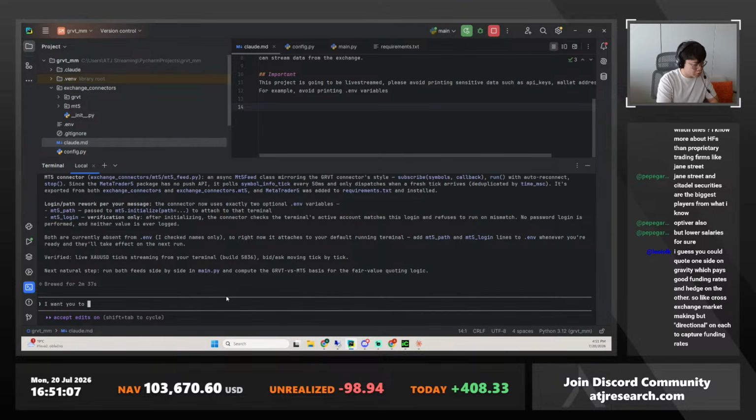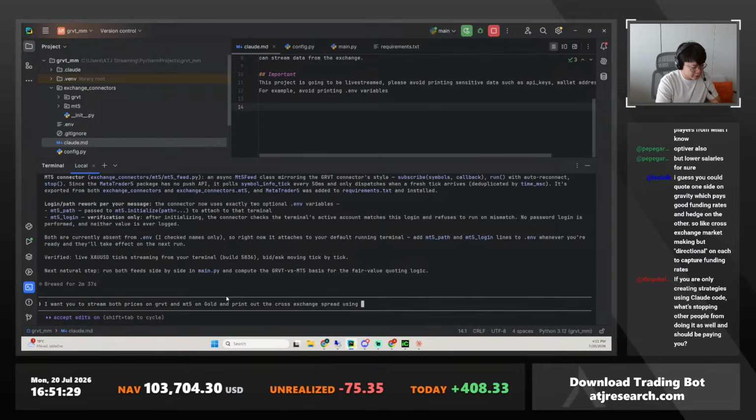I want you to stream both prices on Gravity and MT5 on gold, and print out the cross exchange spread using mid prices.